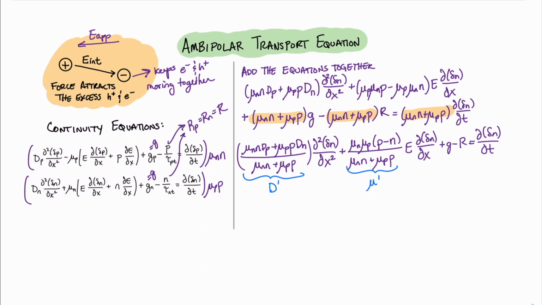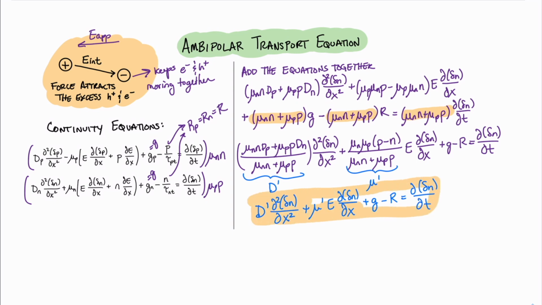All right, now that we have that, we can simplify our equation down, and we can say that D prime times the second derivative of excess carriers, plus mu prime times the electric field E times the first partial of our excess carriers with respect to x, plus g minus r, equals the first partial derivative with respect to time of our excess carriers. And with that, we have our total ambipolar transport equation.